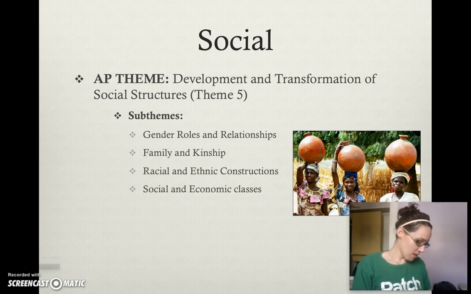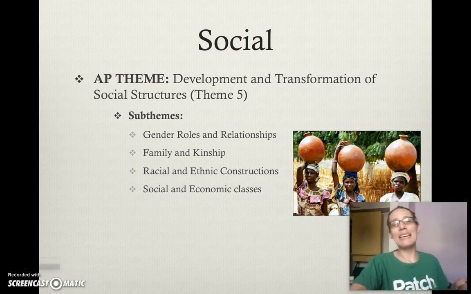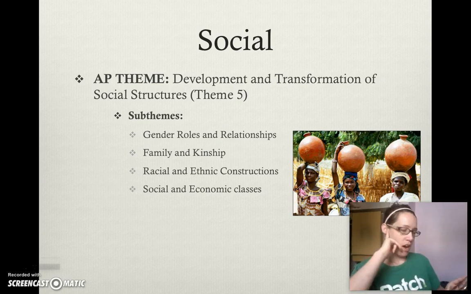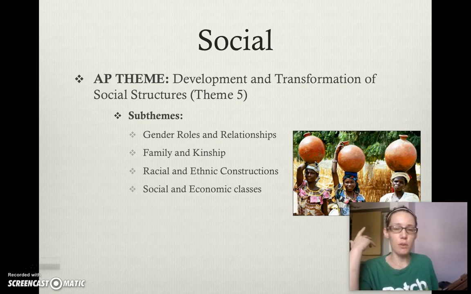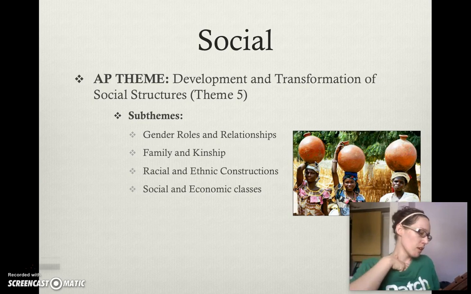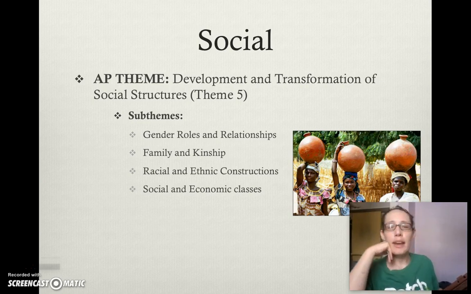One thing you could say, all right, how do different groups relate to one another, right? So like, how do men and women interact with one another? How do people of different social classes? So like, how does the proletariat and the bourgeoisie interact? We talked about that, of course, in AP Euro last year. How do people communicate? All right, language is very significant for the social theme. We talk about language a lot, especially in the early time periods of AP World.